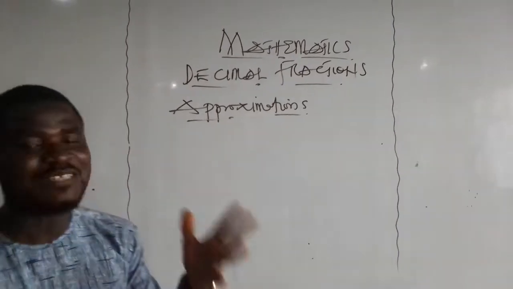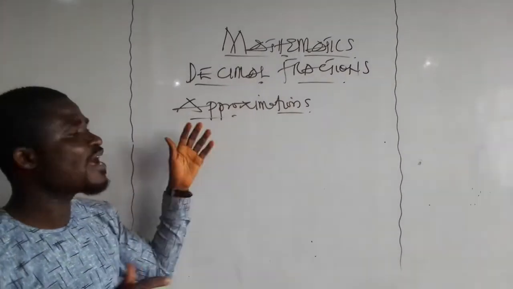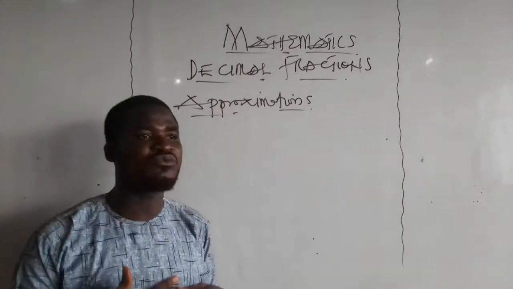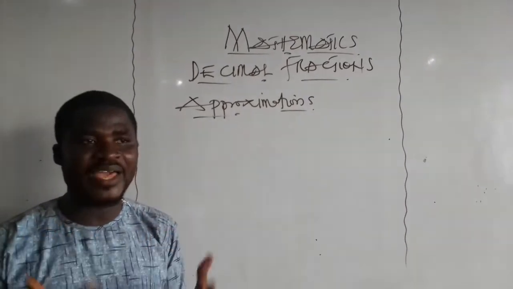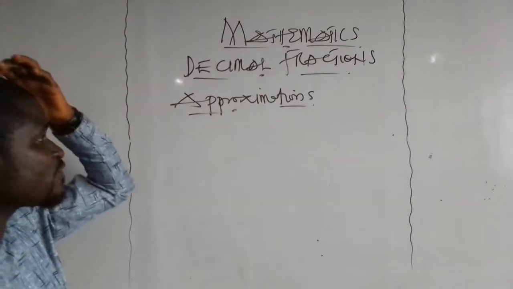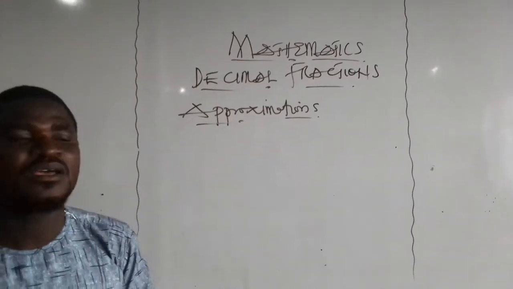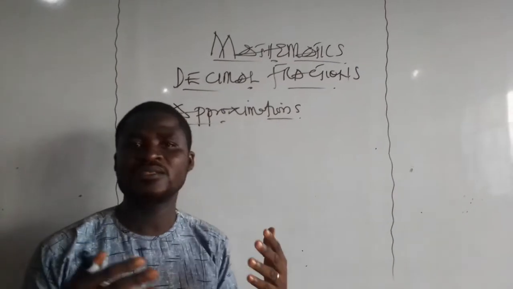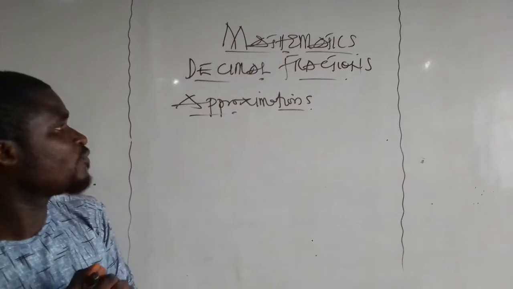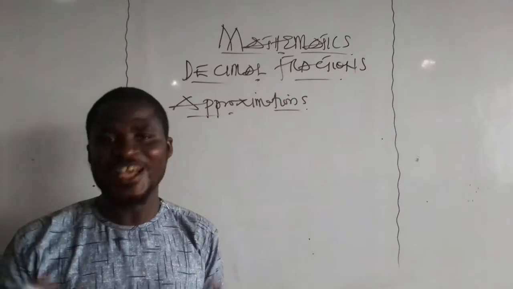Today we're going to look at decimal fractions. And under decimal fractions, we're going to look at approximations. When we talk of approximations, we're talking about writing numbers or figures in approximate values. Under approximations, we're going to look at decimal places, significant figures, and rounding numbers to the nearest 10, 100, thousands, and so on.